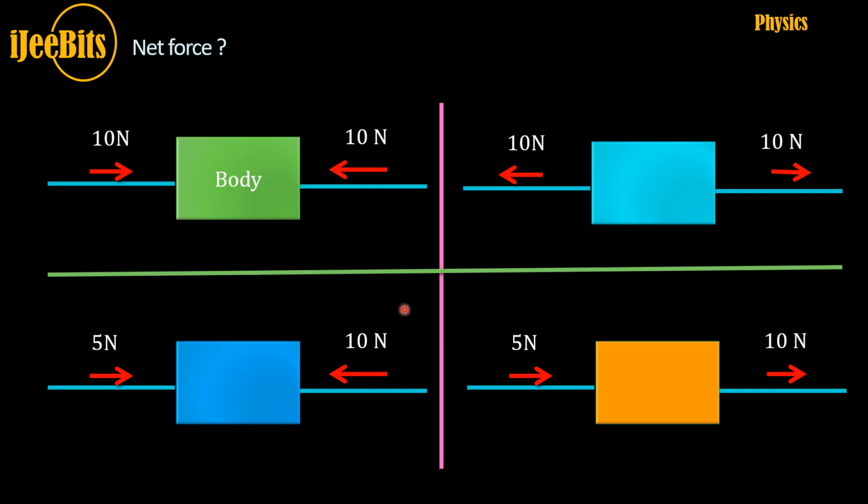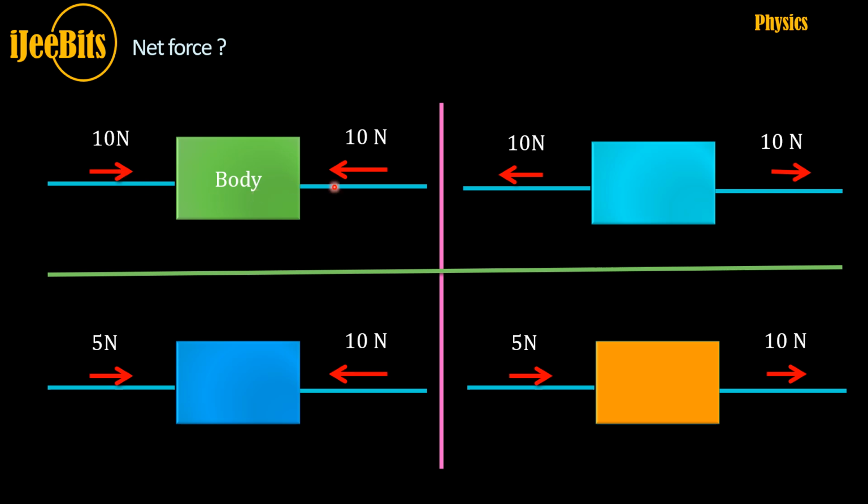Let's look at the next example. So these are simple problems. The ask is to find out the net force on each. Let's look at this one. We have a body and we are applying two forces, 10 newtons each, in opposite directions on the body. So what would be the net force on the body? That's the question, right?